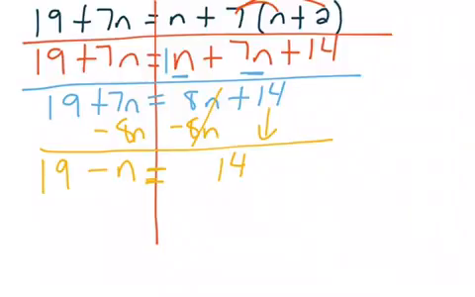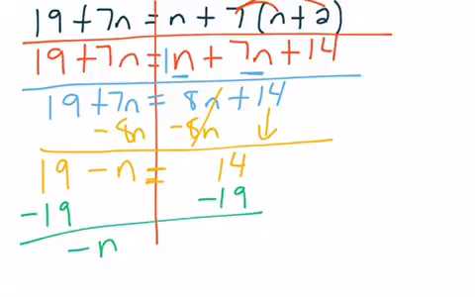Now I still don't have all my numbers on the right hand side, so the opposite of a positive 19 would be a negative 19. Negative n equals 14 minus 19 would be a negative 5.